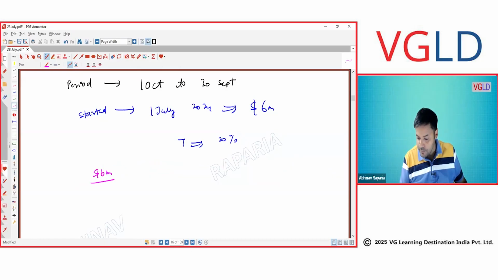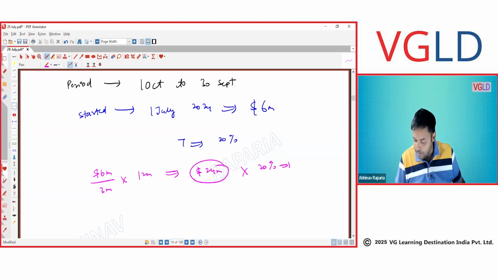$6 million is for how many months? July, August, September, for 3 months. What about for 12 months? The value is going to be $24 million. Then we are going to multiply by 20%. 20% is going to be 4.3. This is for 12 months. How much for 3 months? Going to be 1.2.